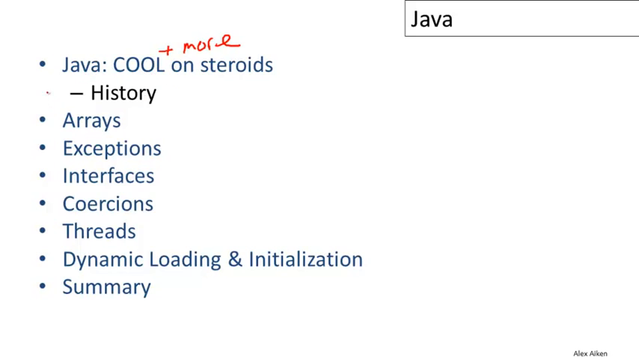So in this video, I'm just going to give a little bit of the history of Java. That'll be the focus of this rather short video. And then in the subsequent videos, we'll talk about some of the features of Java that are not in Cool. And we'll use the ideas that we've been discussing all along through the class to explain those features.